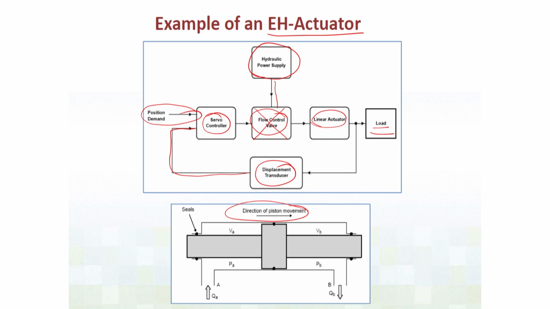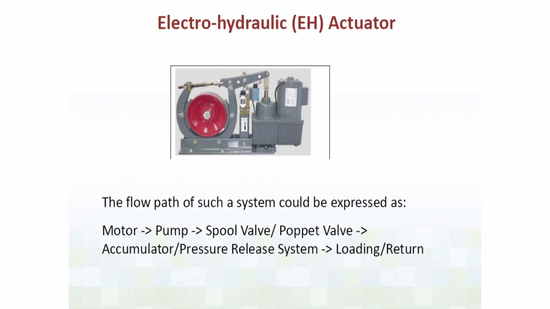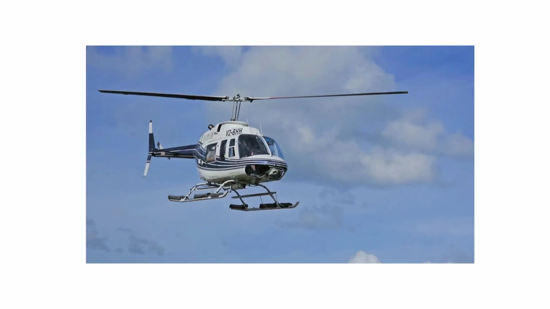Now, electro-hydraulic actuator, then the flow path can be visualized. This is a real life electro-hydraulic actuator system. The flow path can be motor like the servo motors, and then the pump, spool valve or a poppet valve, then that goes to accumulator, pressure release system, and loading path or return path. So, these are the things that you need to design in order to design an electro-hydraulic actuator. I will show you one typical example of such actuators in a helicopter.